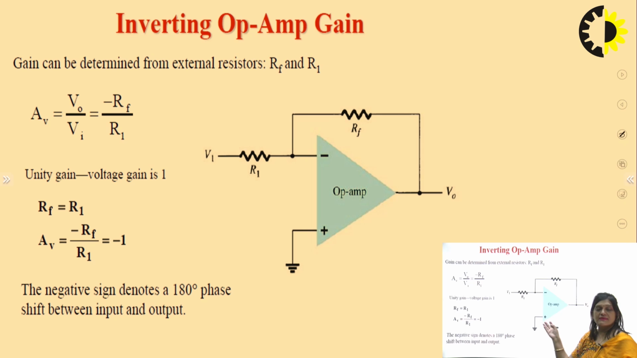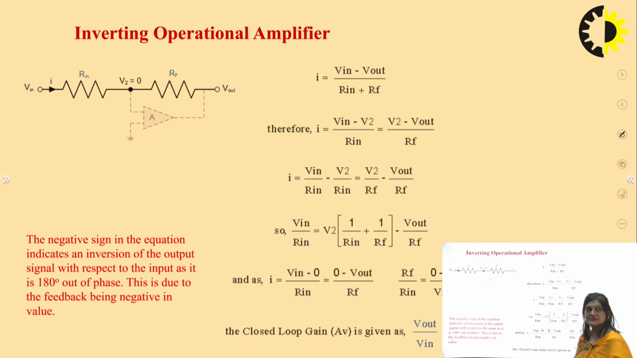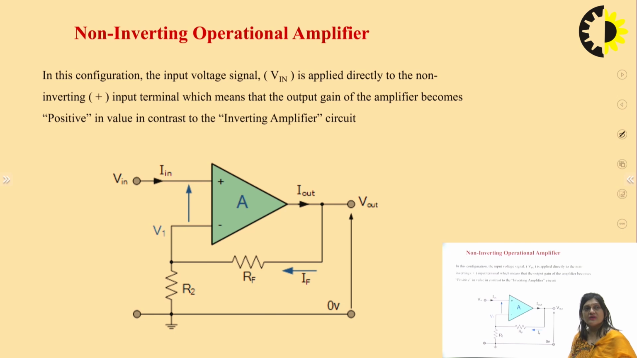This derivation I have done in the previous slide. We can see the output is coming as minus RF upon R1. The output is negative, which means there will be a 180-degree phase shift between the input and output. If we give the input in this way, the output will be in this way. This is for the inverting op-amp. The inverting operational amplifier configuration is one of the simplest and most commonly used op-amp configurations.